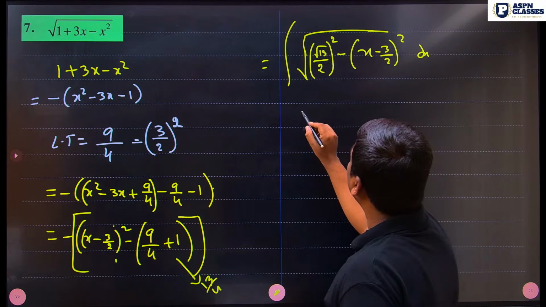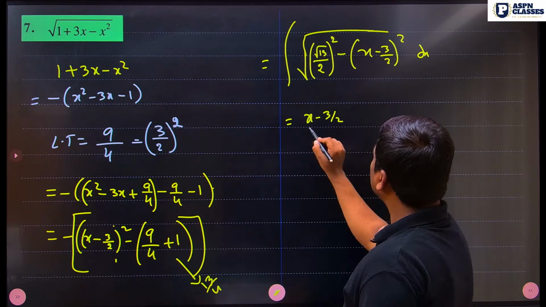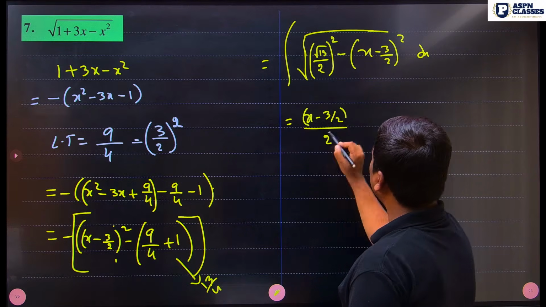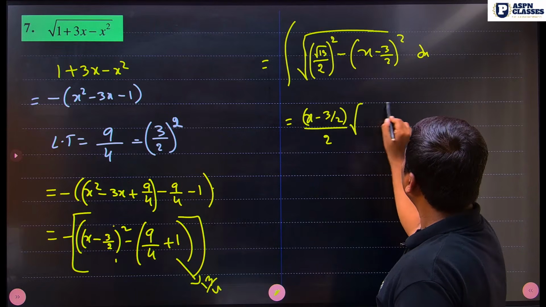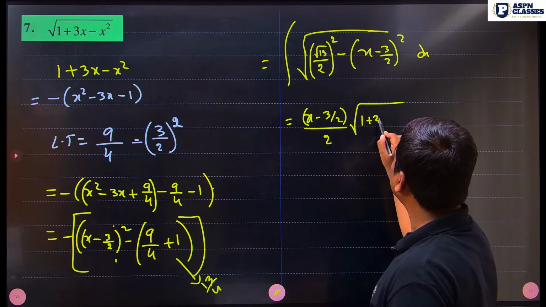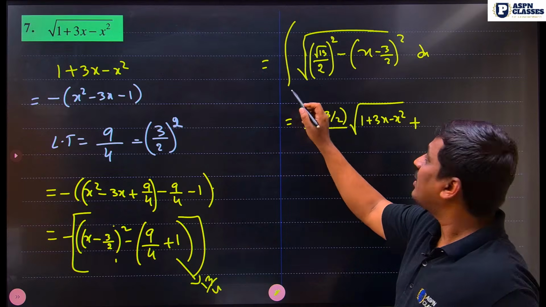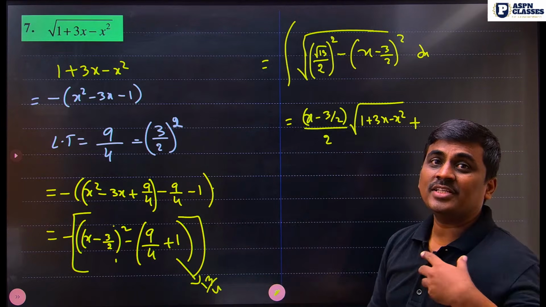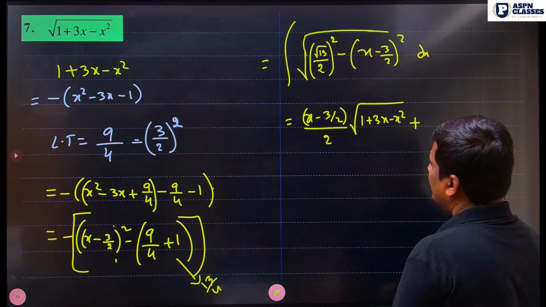Apply the formula. X minus 3 by 2 divided by 2, this is your x answer. Then square root of, again here it is a question, so better write the question as it is: 1 plus 3x minus x square. Here it is a plus. What is the a value? This is the complete a value. Taking square, because it is a square divided by 2, the answer is 13 by 4.